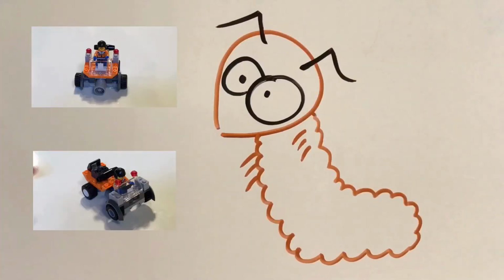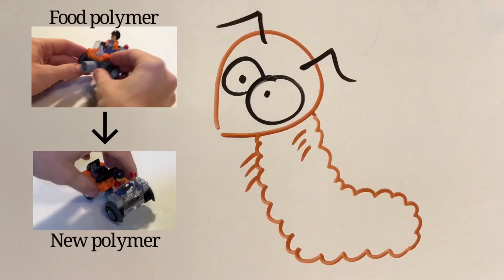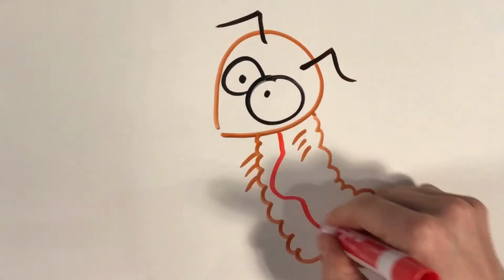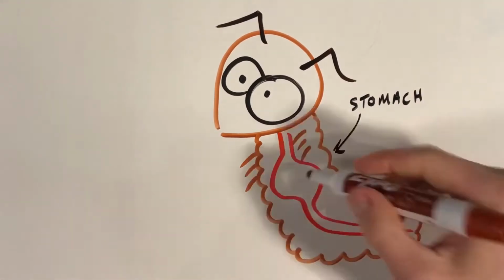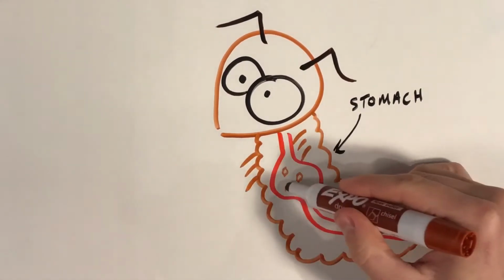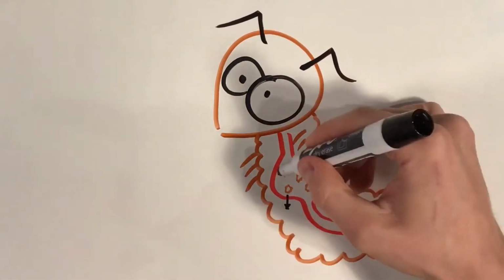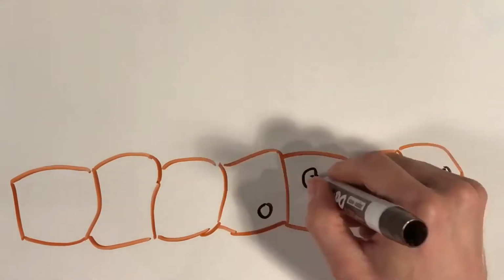So how do animal cells do this? How do they take polymers and break them down into monomers and then build them back into new polymers? One of these processes you've probably already heard of. It's called digestion. In this process, the mealworm takes food polymers, starches in this case, into its stomach by eating them. Chemicals in the stomach called enzymes use water molecules to break down the polymer into the monomers it's made of, in this case sugars.